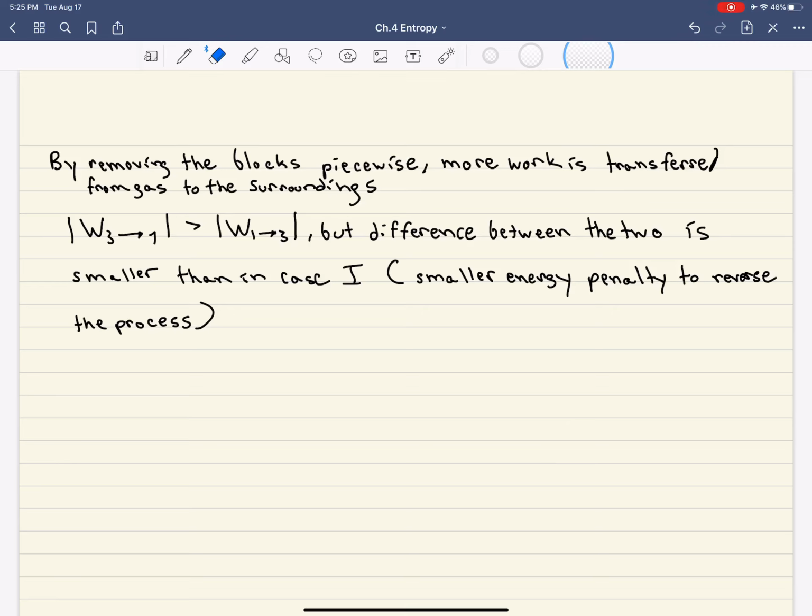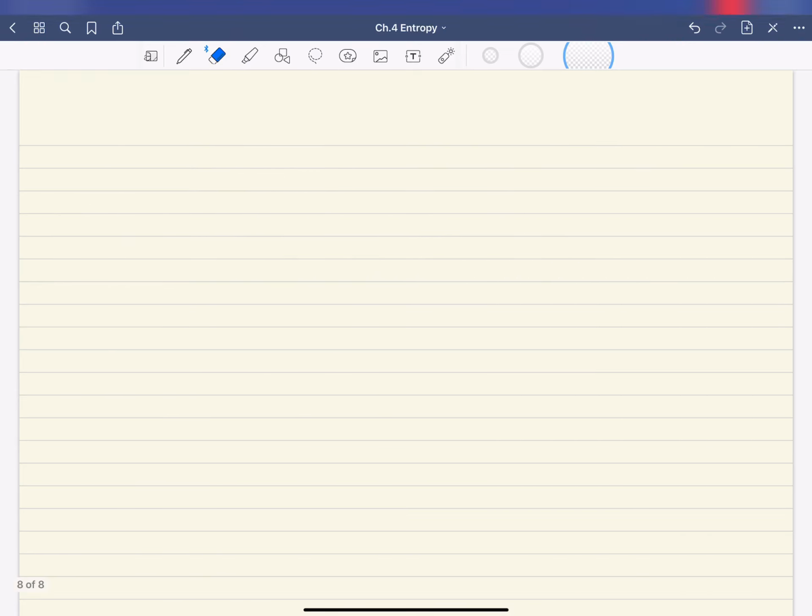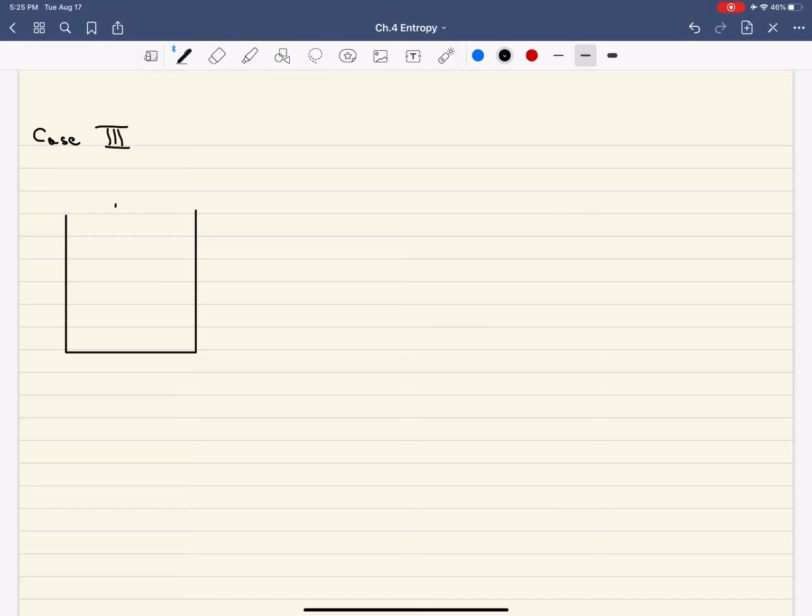So we saw that if we remove the weight from the piston in a piecewise manner, we could extract more work from the gas. And so we're going to take this idea and extend it to its logical conclusion by looking at the following case. So a case 3, where we're still going to deal with a gas inside or underneath a piston, where the gas is still underneath the piston. It's still at a volume of initially 0.1 meters cubed.